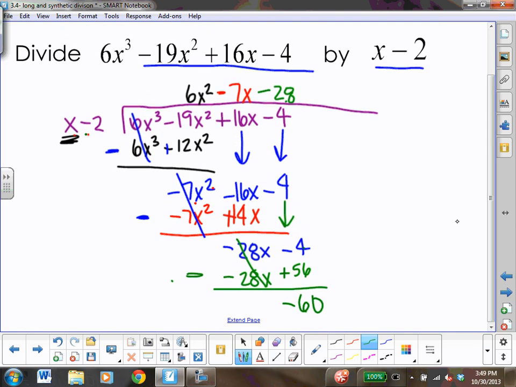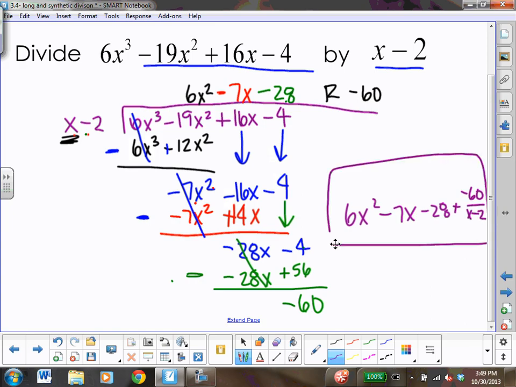So just like before, we have a remainder. We express our remainder like this. We don't necessarily say remainder negative 60. We express our answer as 6x squared minus 7x minus 28 plus my remainder, negative 60 over x minus 2. And that would be my answer. Let's try another one.